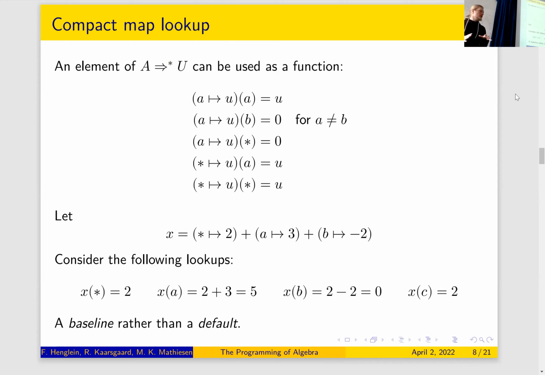So this works like a finite map with default values, but it's different because the wildcard is not just a default value, it's a baseline value that's added onto anything else. The individual mappings specify how much we deviate from that baseline value given in the wildcard.